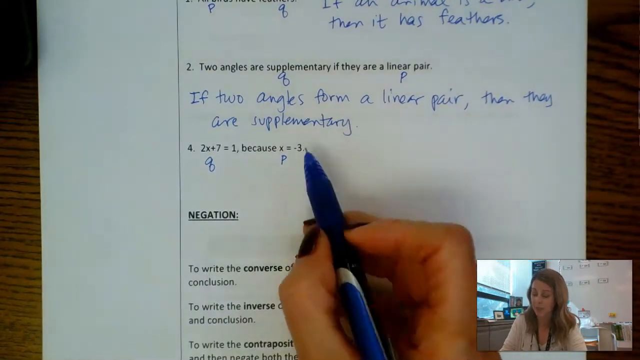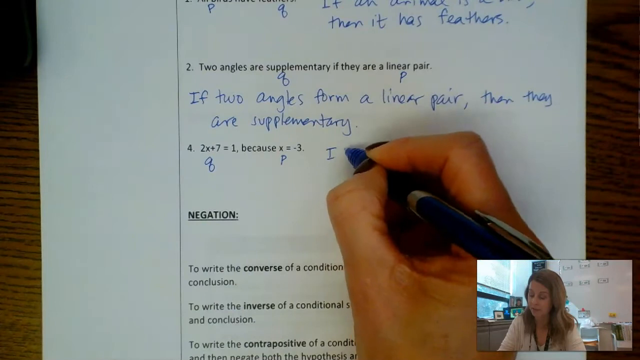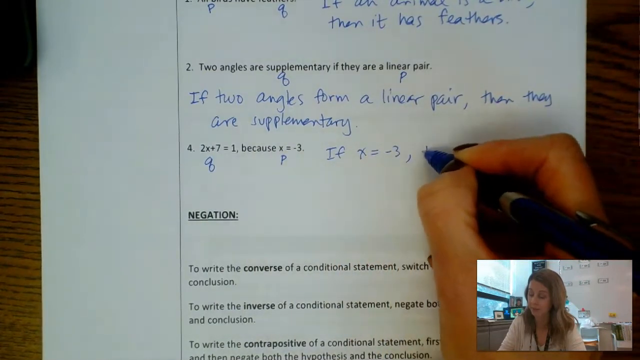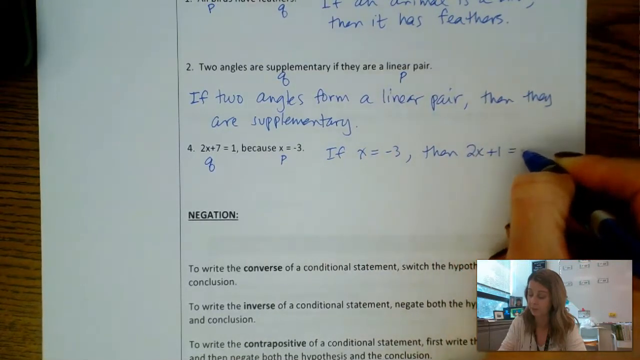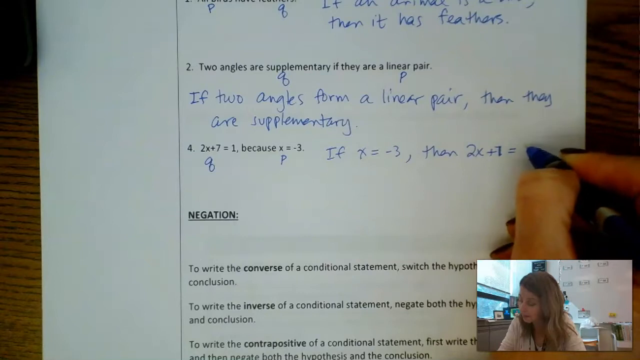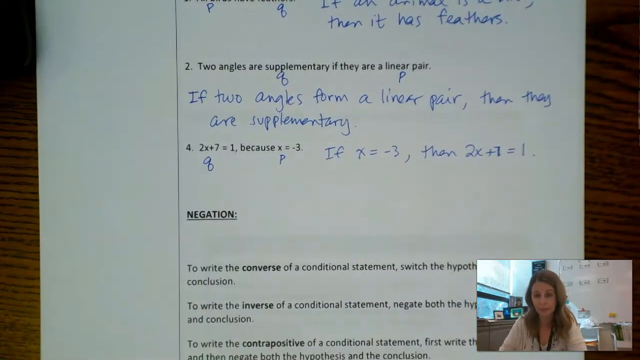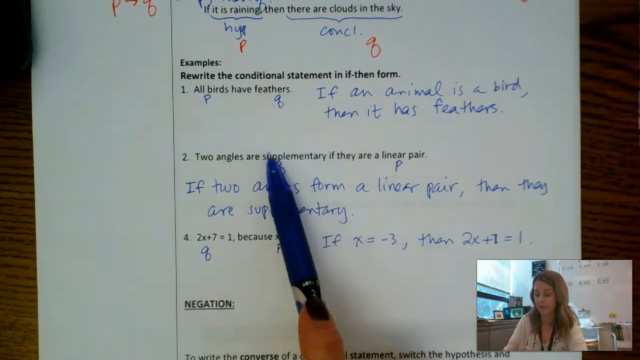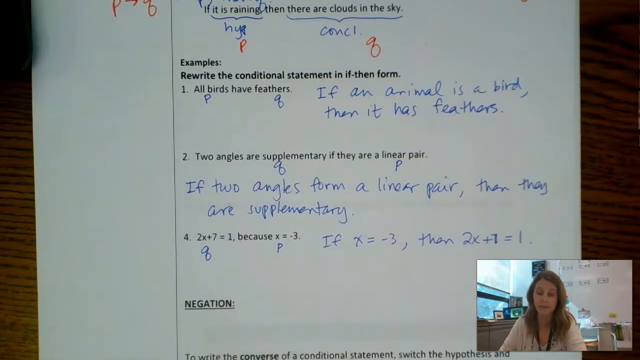So I'm going to continue to use these equations, but add in the words if and then. So if x equals negative 3, comma, then 2x plus 7 equals 1. Okay? All right, so that would be the process of, if we are just given a conditional statement, rewriting it in the if-then format.